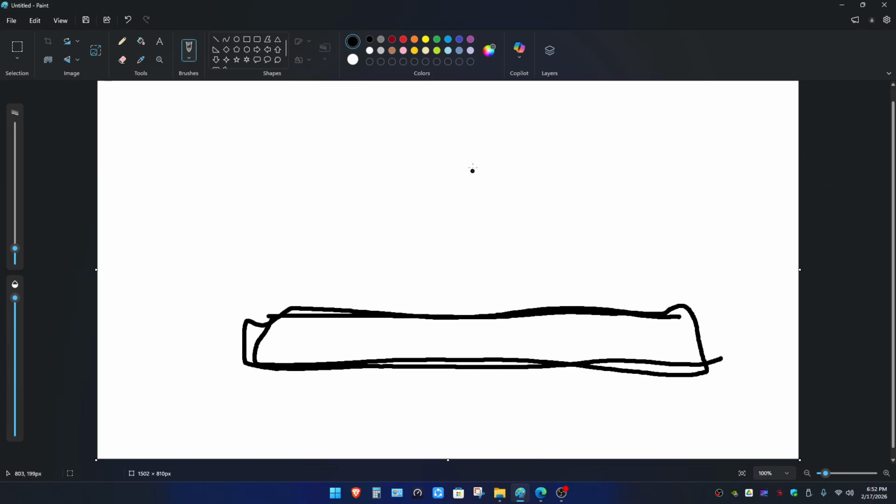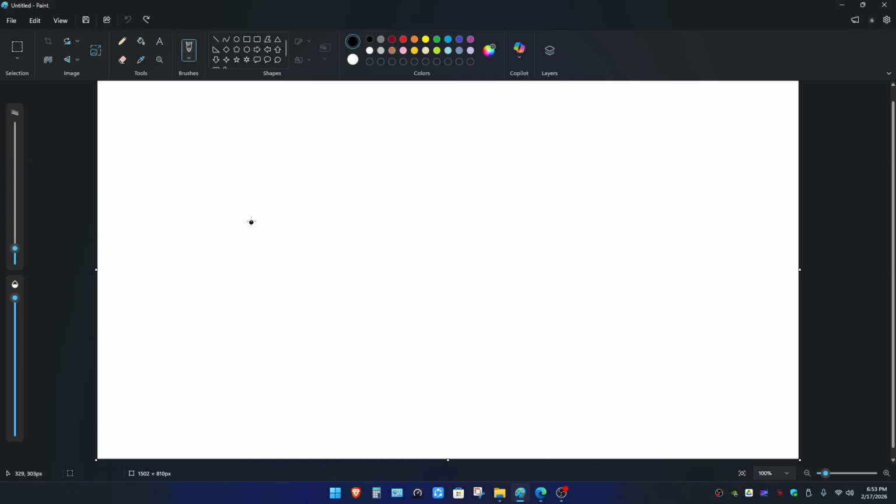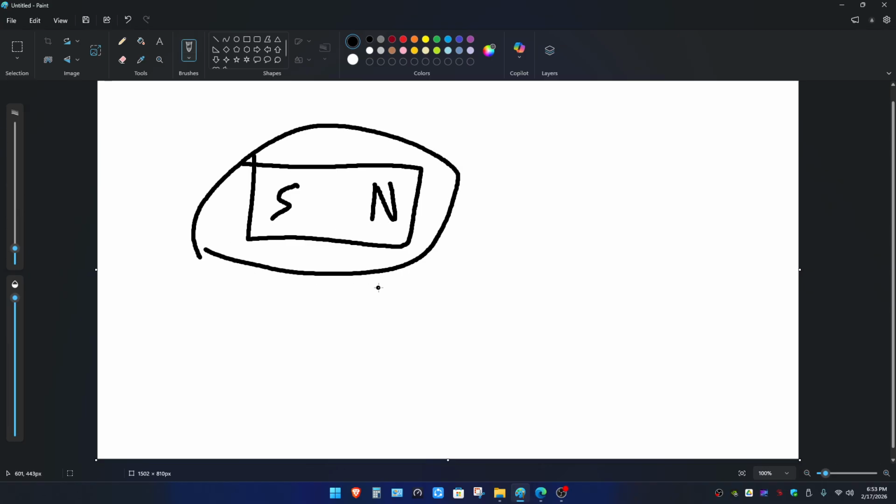So now imagine there is a ball here. Now the question is, what will happen? Will the ball fall? The answer is the ball will fall. But if we zoom in on the ball, then we will see the same effect as before. What? That it has S and N. Same poles reflect, and opposite poles attract.